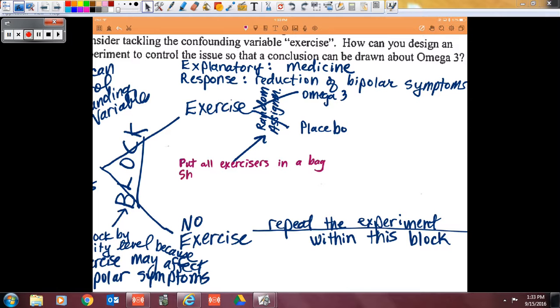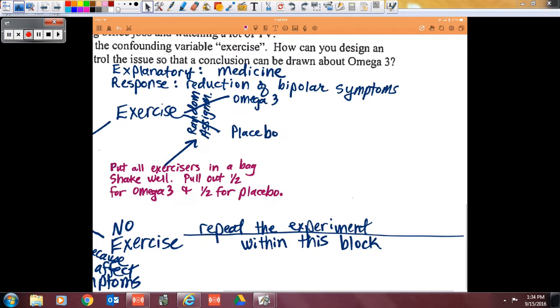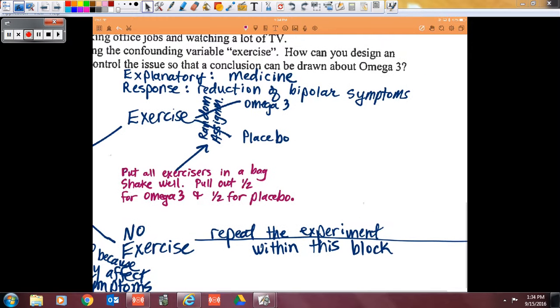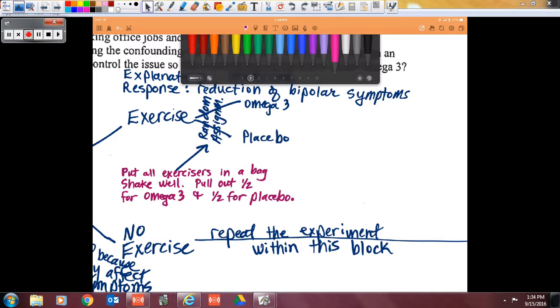Shake well. Pull out half for omega-3 and half for placebo. All right. We're rocking and rolling. This thing's going to be done here in just a second.